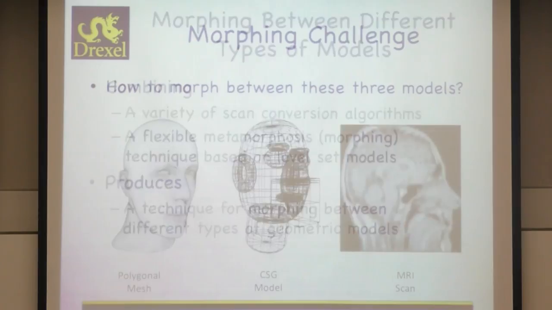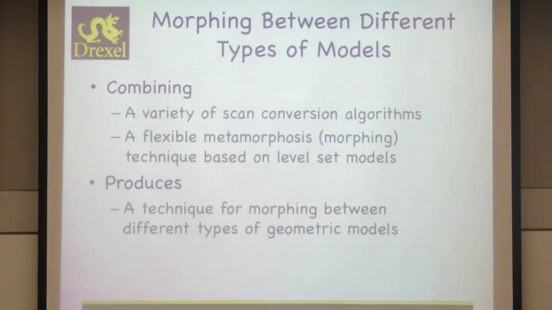But the idea is that we have this suite of scan conversion techniques. We did everything from surfaces enclosed with Bezier patches, to polygonal models, which are common, to CSG models with superquadrics. We can convert them into level sets, and now you can morph them.